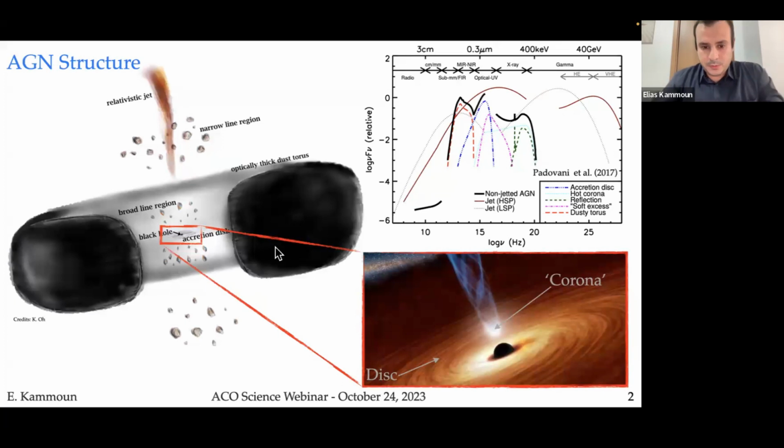In my talk, I'll focus on that very small, most central region of the AGN, where we have the black hole at the center, the X-ray corona, and the accretion disk. Of course, this is an artist's illustration of what's happening, but it's representative of what we believe the structure is.